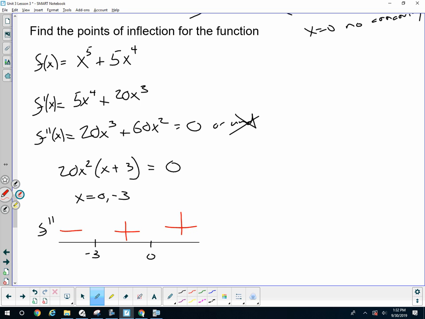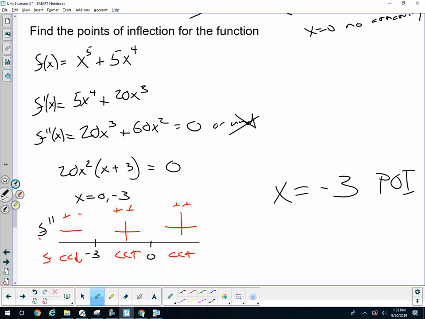So at -1, -1 squared is a positive. -1 plus 3 is a positive. At 1, I also have a positive times a positive. At -4, the negative value squared is a positive, but -4 plus 3 is a negative. I only change signs at x equals -3. So the function f is concave down, then concave up, then flattening out enough to have no concavity, and then continuing on to be concave up. So we only have one point of inflection. x equals -3 is our point of inflection.